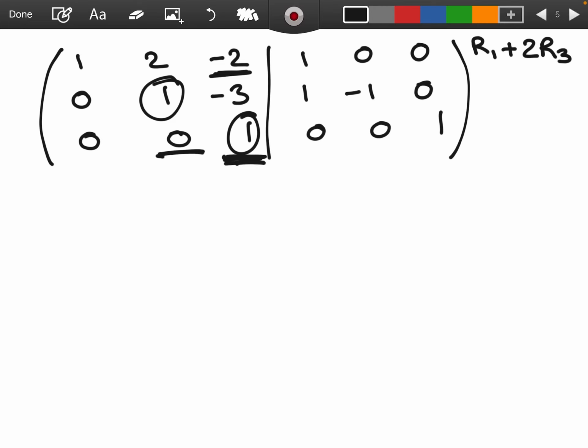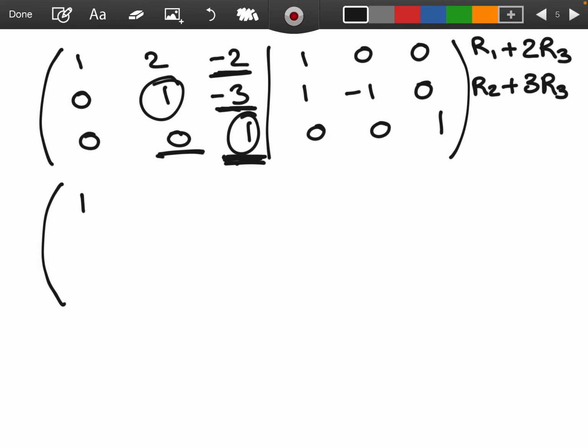And again, I'm going to use this 1, that pivot entry, to make this negative 3 into a 0. So my new row 2 is going to be my original row 2 plus 3 times row 3. So I use that pivot position to eliminate that negative 3 to make it a 0. So my new row 1 is going to be row 1 plus 2 times row 3.